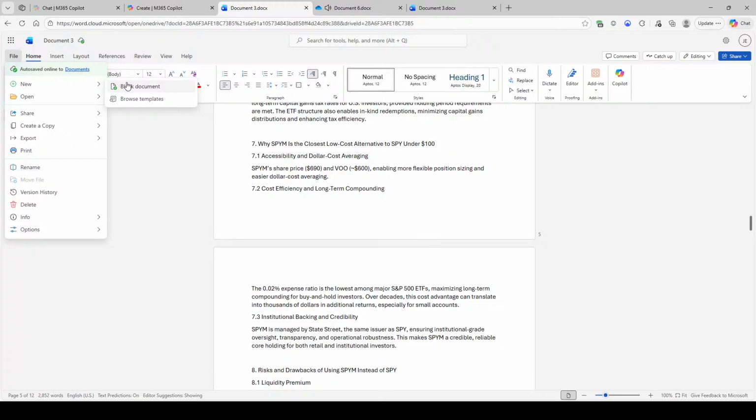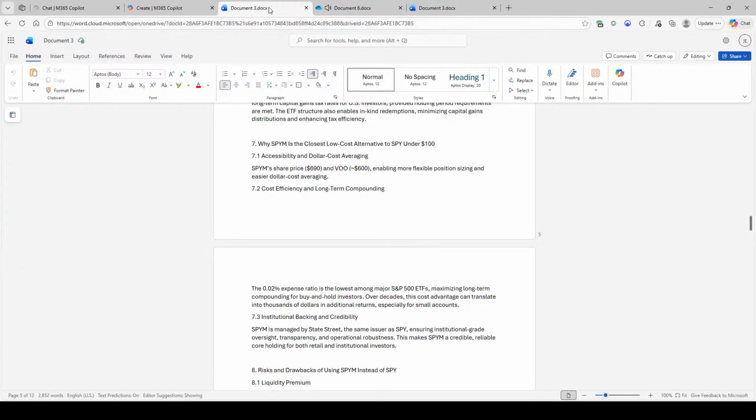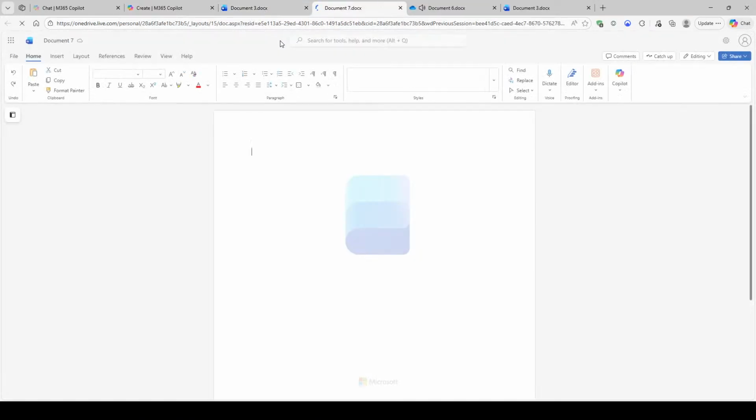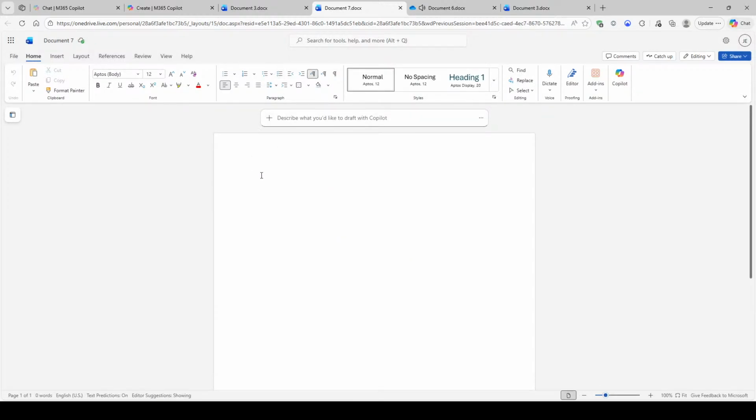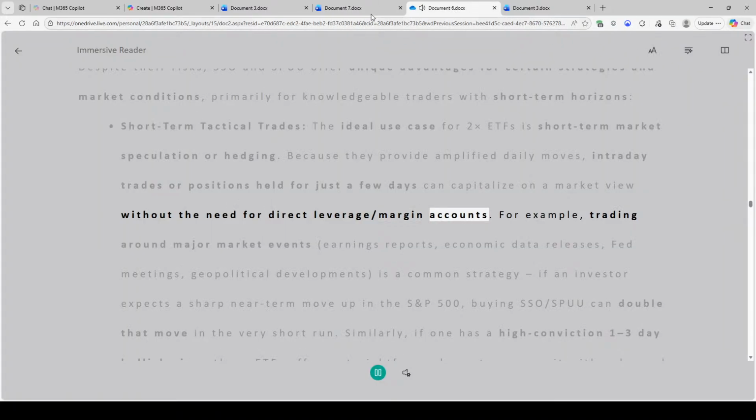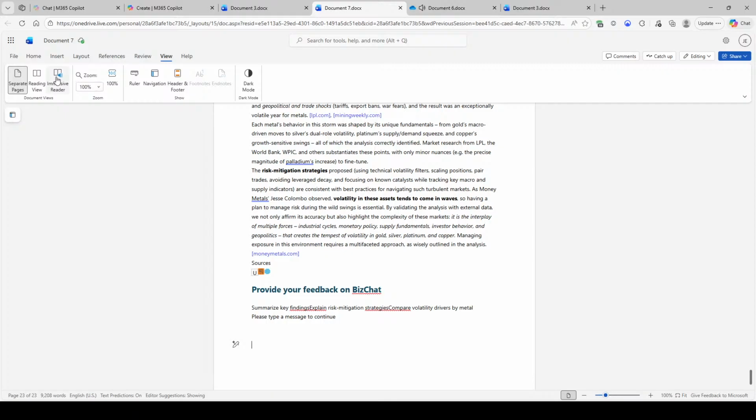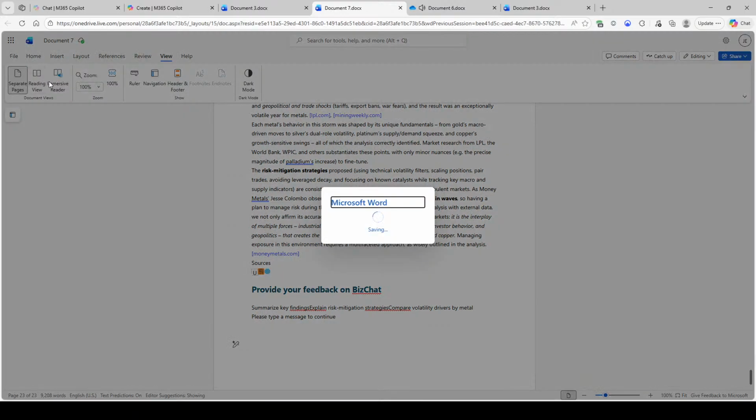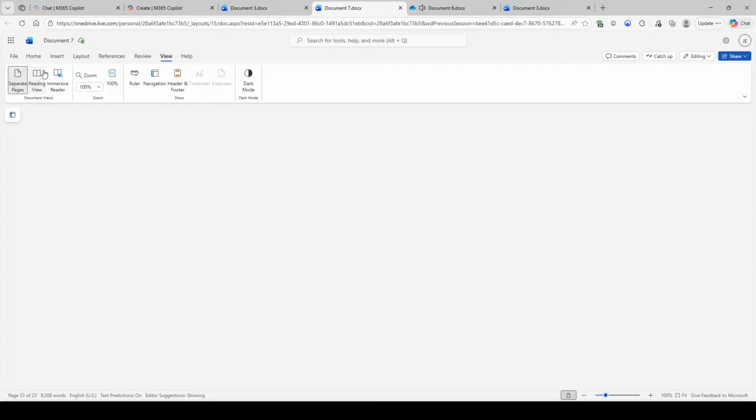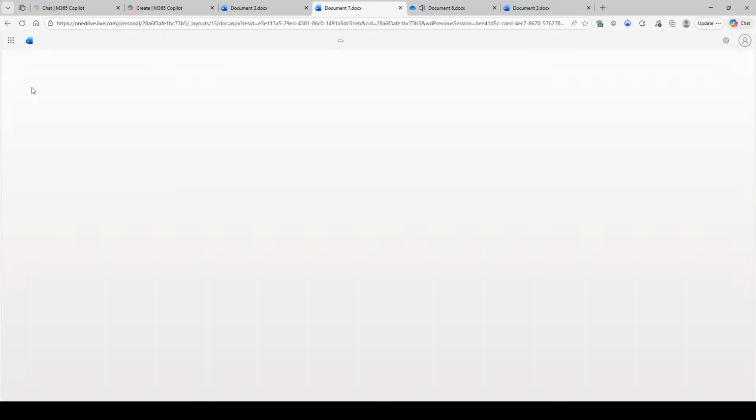The ideal use case for 2 times ETFs is short-term market speculation or hedging. Because they provide amplified daily moves, intraday trades or positions held for just a few days can capitalize on a market view without the need for direct leverage or margin accounts. For example, trading around major market events, earnings reports, economic data releases, Fed meetings, geopolitical developments, is a common strategy. If an investor expects a sharp near-term move up in the S&P 500, buying SSO or SPUU can double that move in the very short run. Similarly, if one has a high-conviction 1 to 3 day bullish view, these ETFs offer a straightforward way to express it with enhanced exposure.